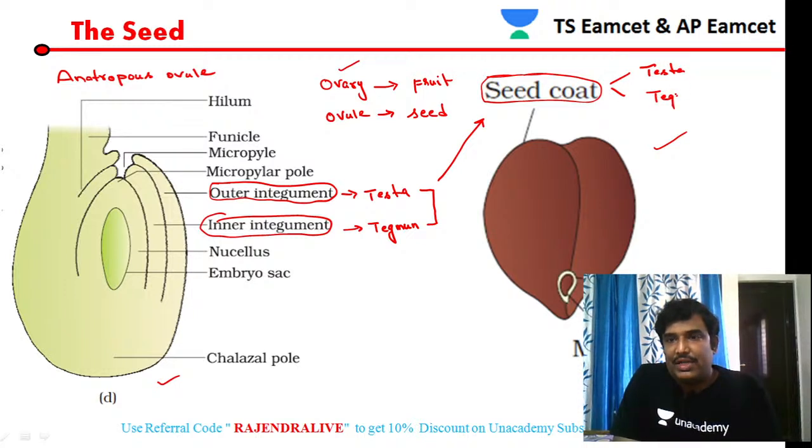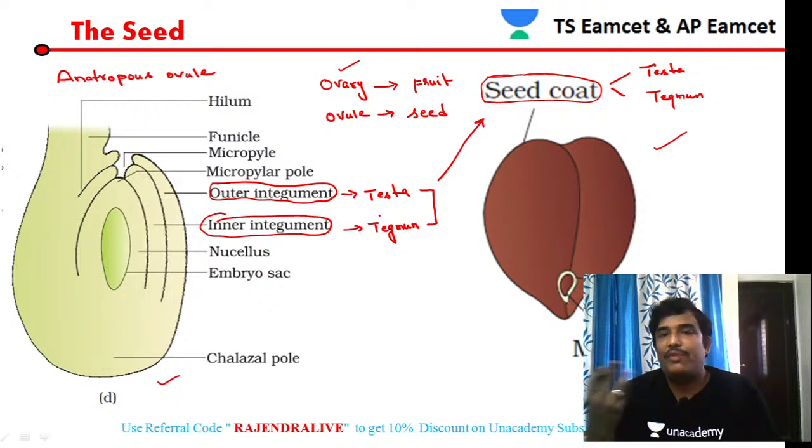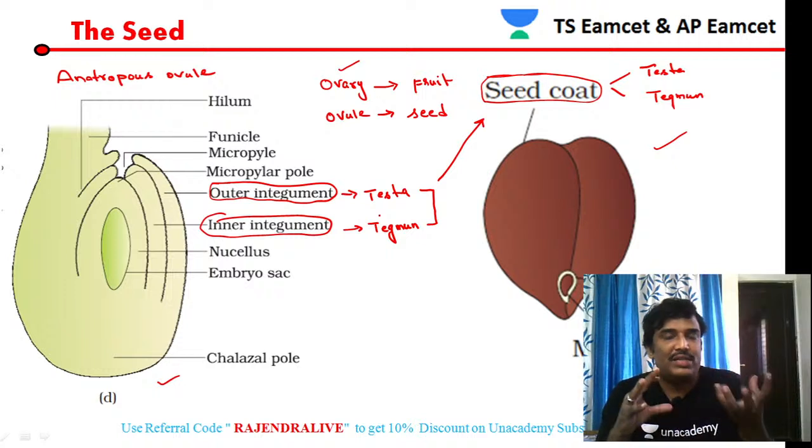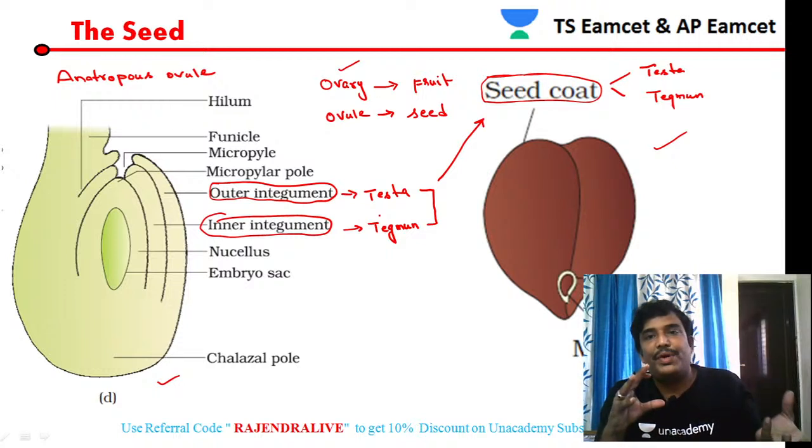Okay, so it is composed of testa and tegmen. So what is testa? Testa is after fertilization. Testa, the seed coat, is formed from the integument. So that is an important point you have to remember. What is a seed composed of? A seed is composed of seed coat plus embryo. The seed coat is also made up of testa and tegmen.